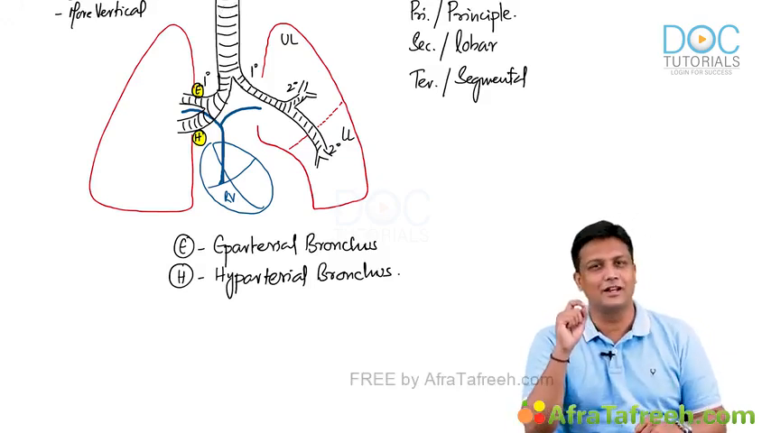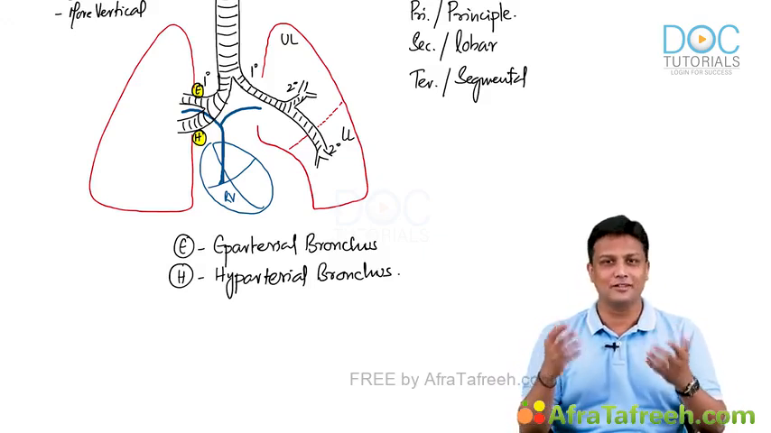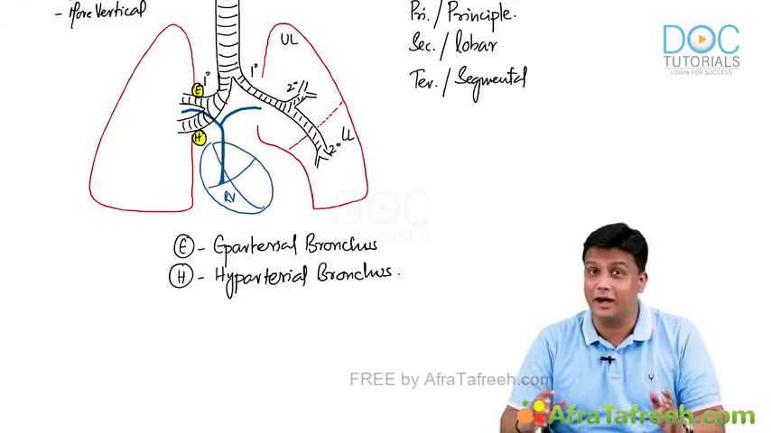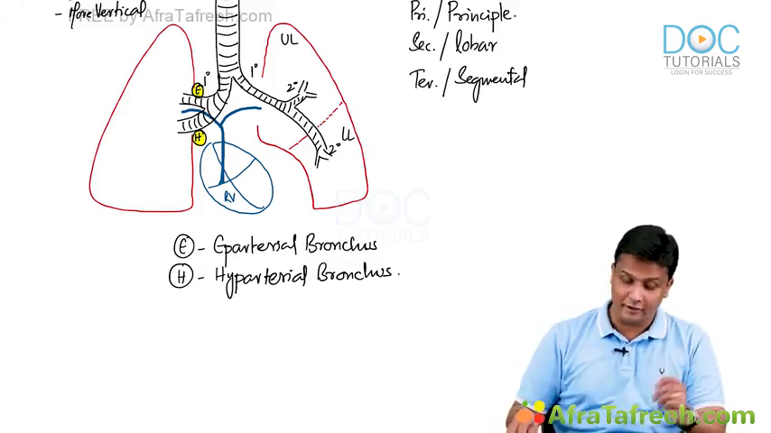It's because of that pulmonary artery there. Because of the pulmonary artery, one is above the artery, eparterial bronchus, and one is below the artery, and that is why it is hyparterial bronchus. That is the important thing which I wanted to put in your mind for the right lung side, sir.